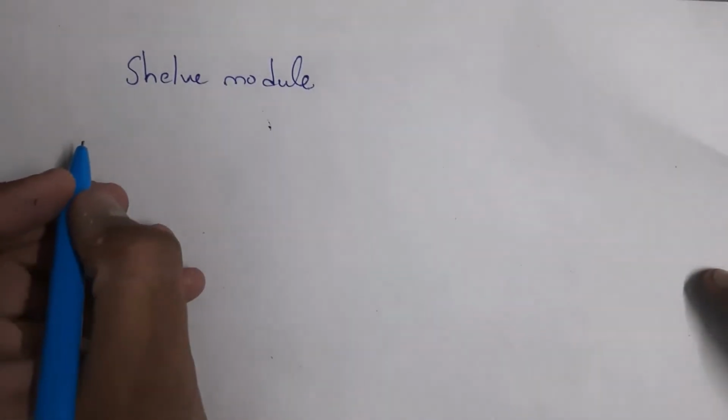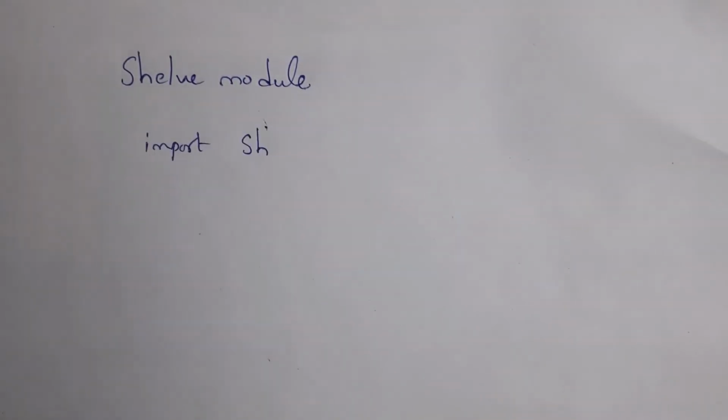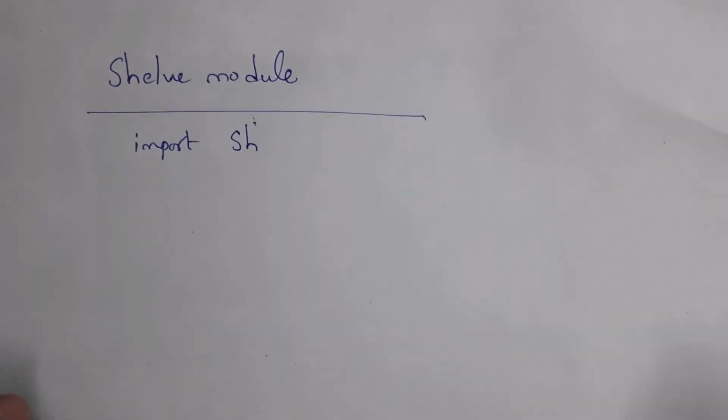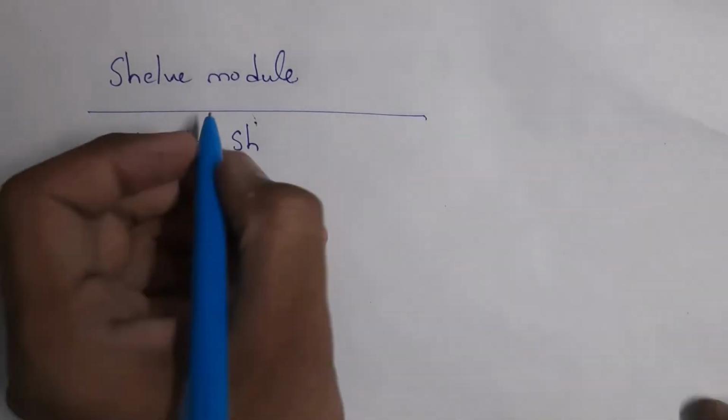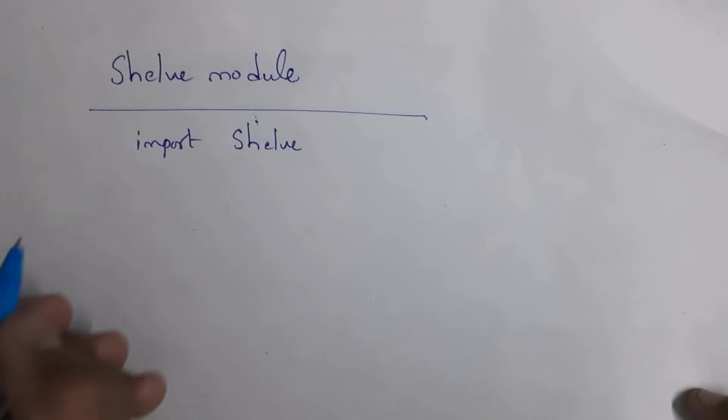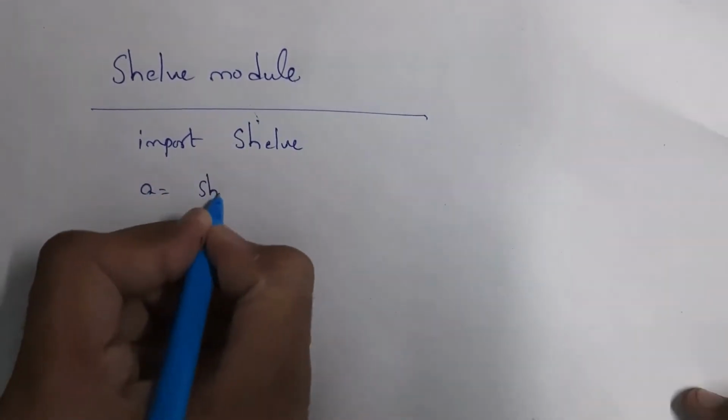Next I will explain what the shelve module is. By using the shelve module, we can create a database. I will write a program in order to create a database. By using the import keyword, you can import any module. I want to import the shelve module. So just write here import shelve. And next write here a equal to shelve.open.